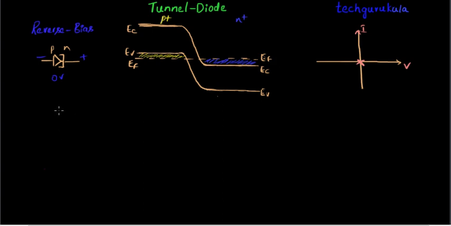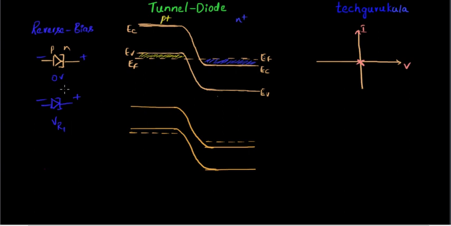Now let us apply some negative voltage across this PN diode, in this case a tunnel diode. So now I'm going to apply reverse bias, let me say VR1, a reverse bias voltage of some finite value. Now how does this energy band diagram look? As we have applied negative potential at the P side, the overall average electron energy at the P side increases, so the energy band diagram at the P side rises with respect to the N side.